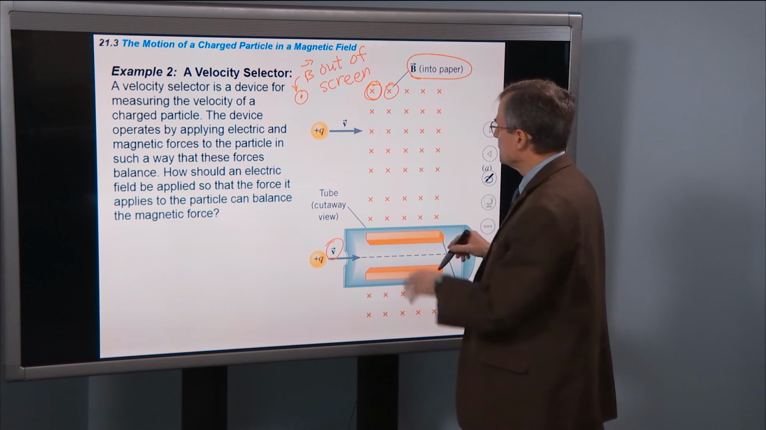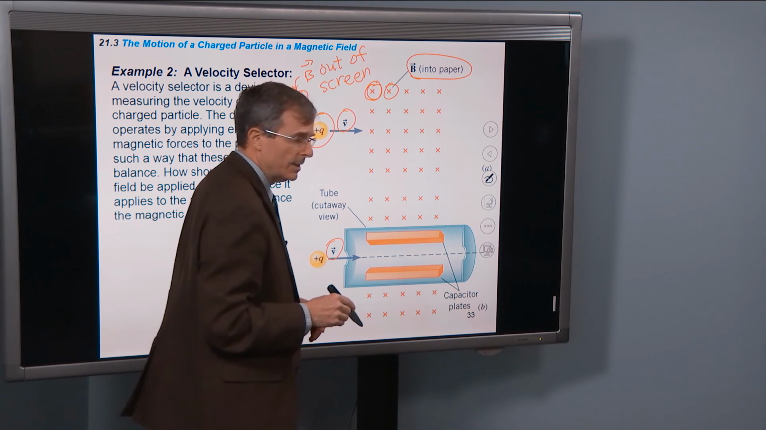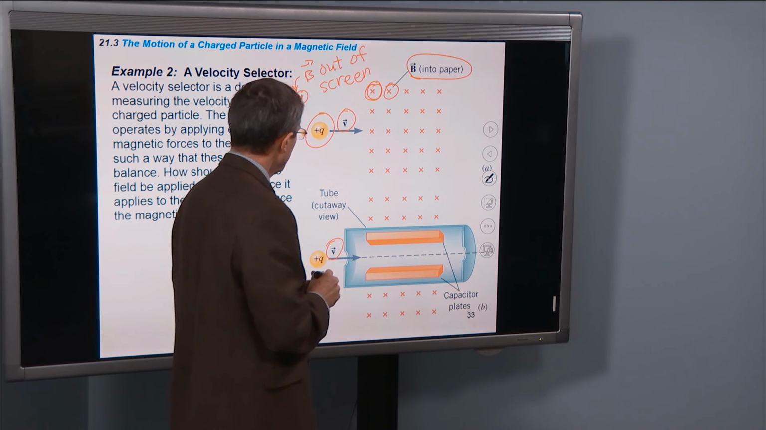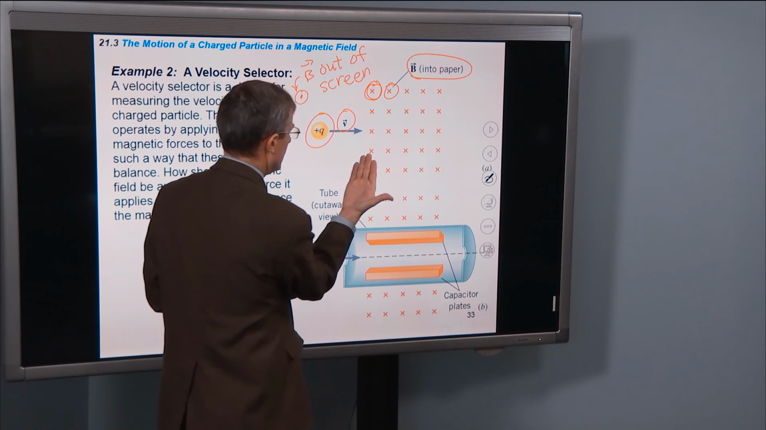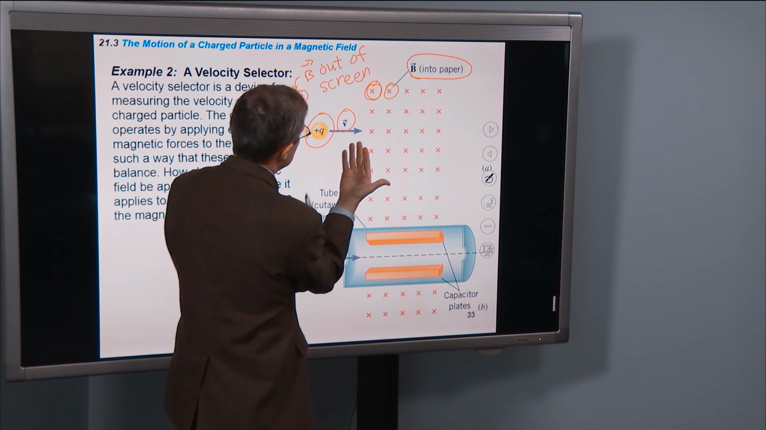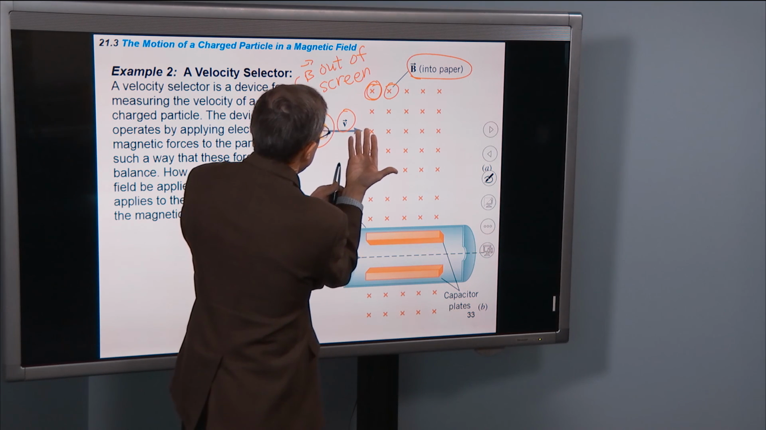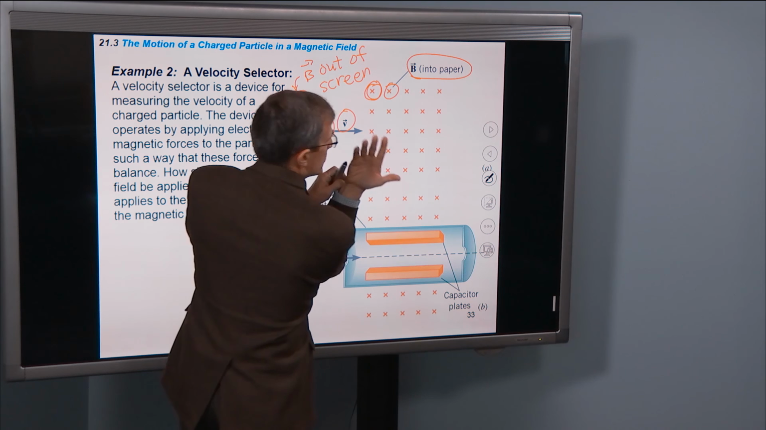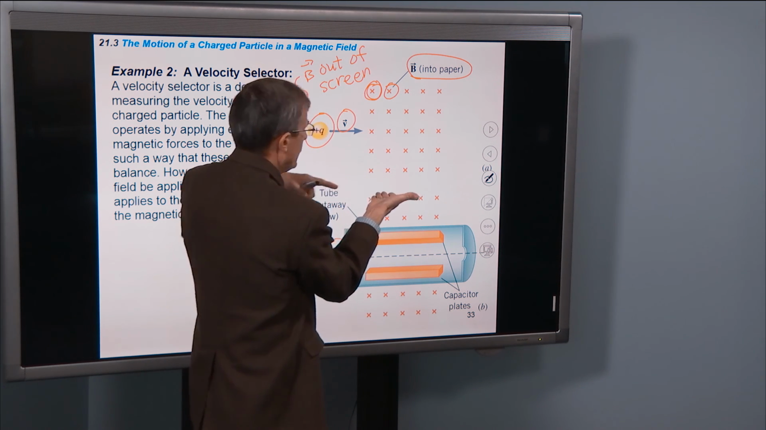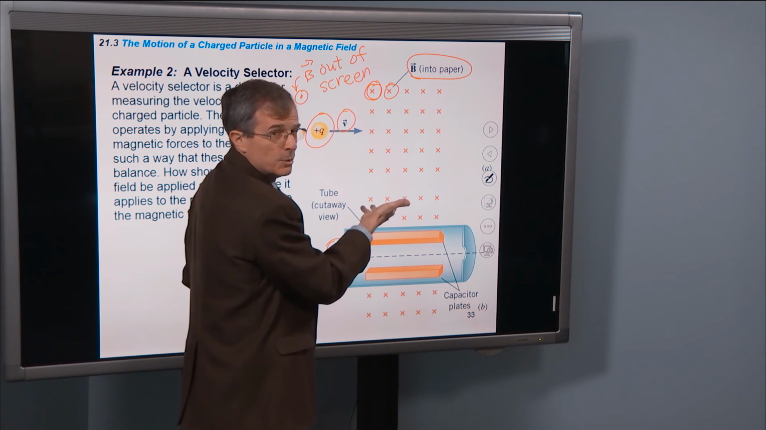But in any case, in this particular problem, we have a positive charge. That makes things a little easier because it comes out of the palm. We have a velocity to the right, and I'm going to put my thumb in the direction of the velocity, as I hope you can see. And then I'm going to have to point my fingers in the direction of the magnetic field. How do I do that? Well, the magnetic field is into the paper, so I don't want to come this way. I want to come that way.